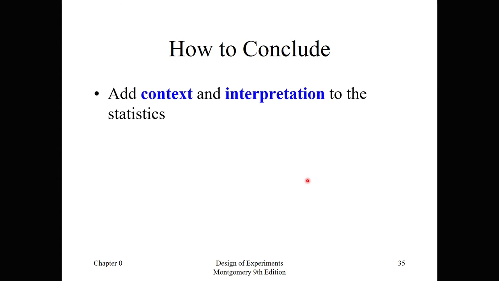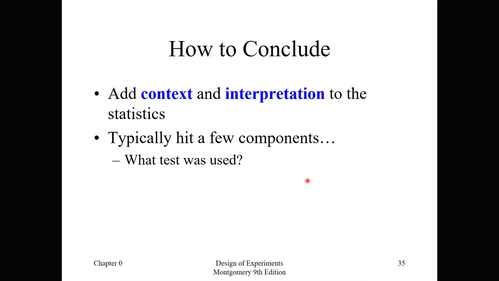So how do we conclude? Well, we add some context and interpretation to these statistics. Typically we hit a few different components. What test was used? It's important to talk about what the test is. What were the results? This is something that is a little more bland. We'll see in an example in a sec. It doesn't really require much explanation, but it is important to state so that people can understand what happened.